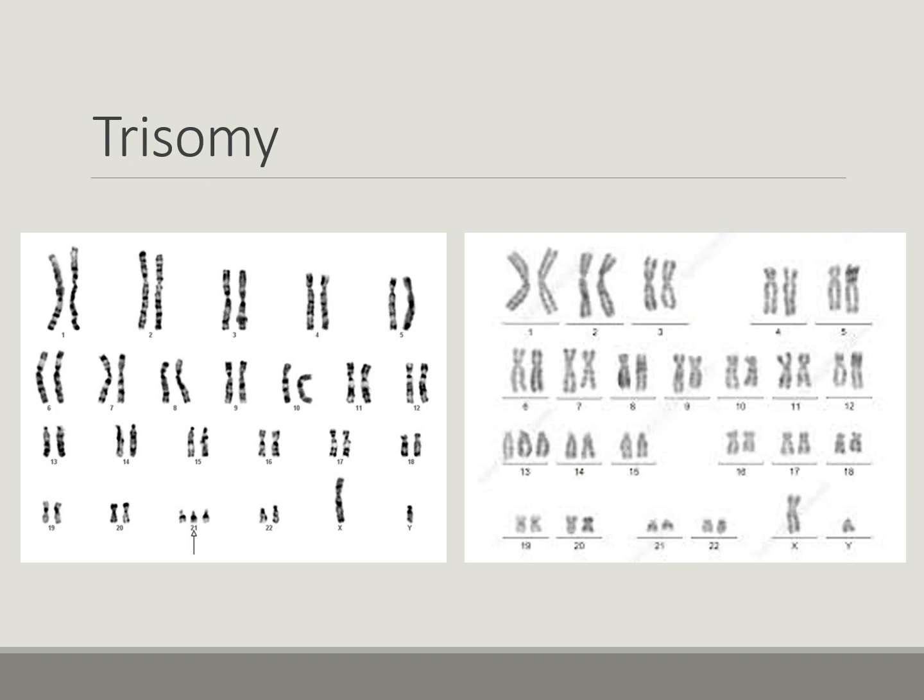2 common results of non-disjunction include Down syndrome, also known as trisomy 21, and a less known syndrome known as Patau syndrome or trisomy 13. In both of these karyotypes, notice the 3rd copy of a chromosome. On the left image, the 21st chromosome, and on the right, the 13th chromosome.